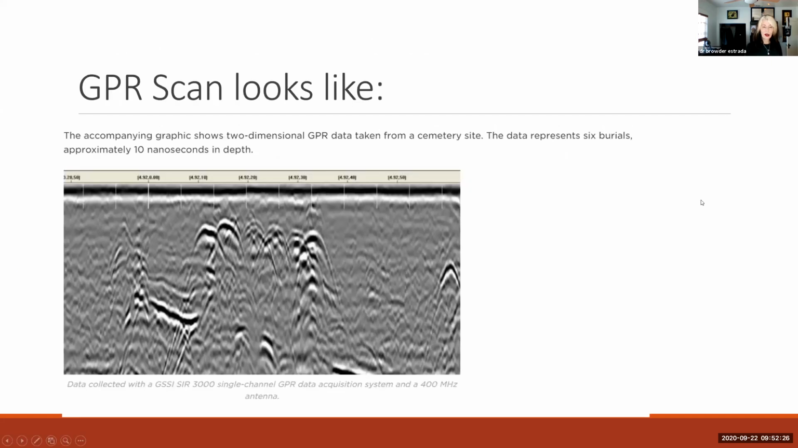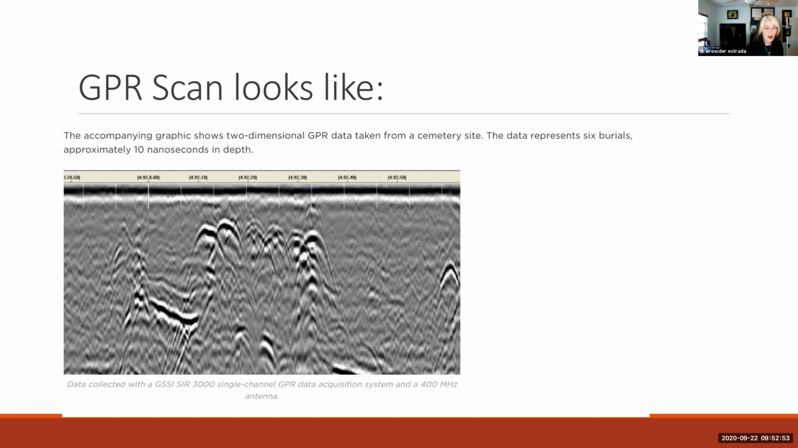So a GPR scan is going to look completely different than the magnetometer one. Remember, the magnetometer was looking vertically straight down, didn't show depth, and it was just showing where you got a ping. Now this one is two-dimensional, and this one also says what the system is, and I got this from a company that was trying to advertise things.